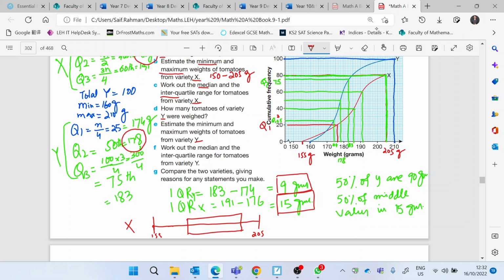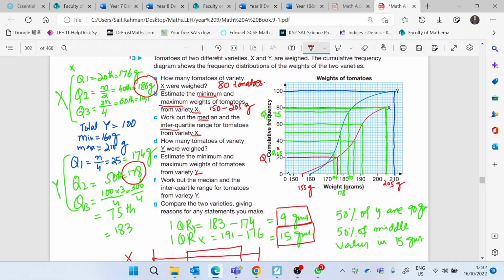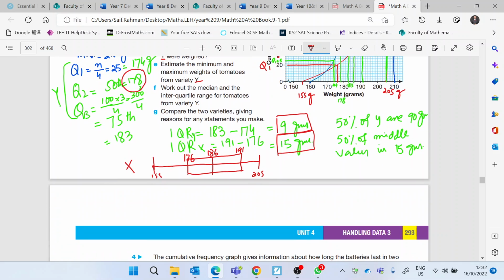And Q1 here for them is 176, 186, and 191. Now I draw for the Y1s.